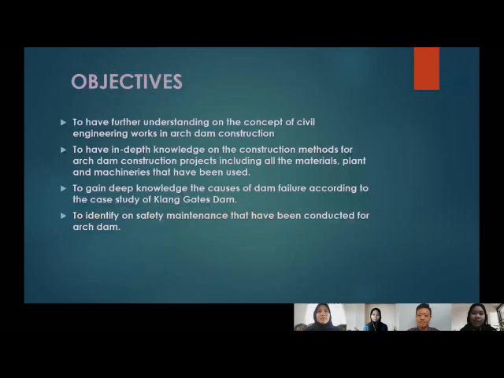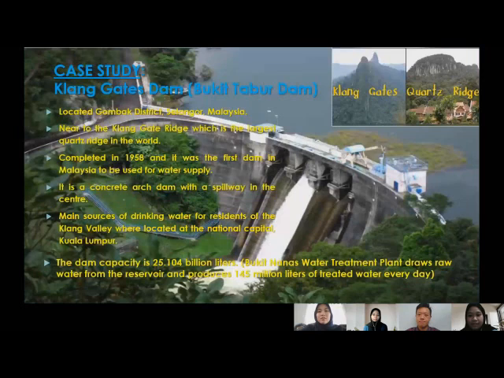Next are the objectives. First, to have a better understanding of the concept of civil engineering works in arch dam construction. Second, to have in-depth knowledge of the construction methods for arch dam construction projects, including all the materials, plant and machineries that have been used. The third is to gain deep knowledge of the causes of dam failure according to the case study of Klongan Dam. And the last is to identify the safety maintenance that has been conducted for the arch dam.